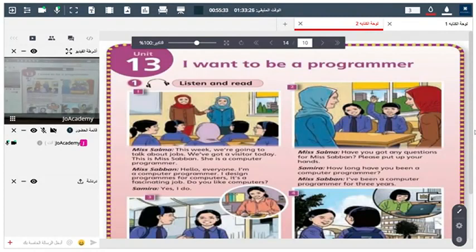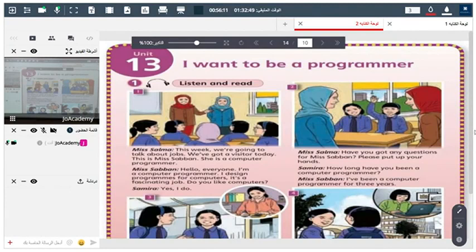Listen and read. 1. This week, we're going to talk about jobs. We've got a visitor today. This is Miss Saban. She is a computer programmer. Hello everyone. I'm a computer programmer. I design programs for computers. It's a fascinating job. Do you like computers? Yes, I do.